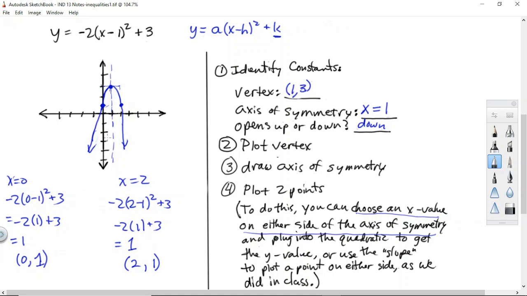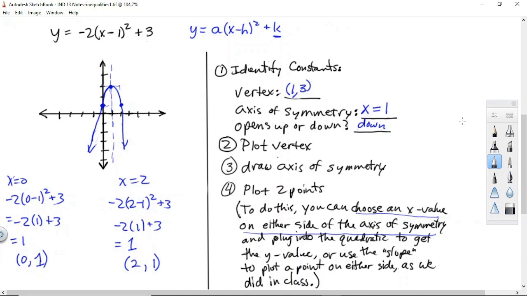This technique, though, can be used to plot more points. We could also have put in x equals -1, x equals -2, and so on. And also x equals, on the other side of the axis of symmetry, 3 or 4. Okay.